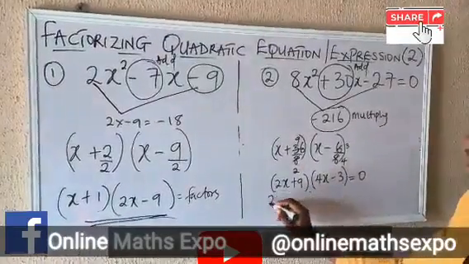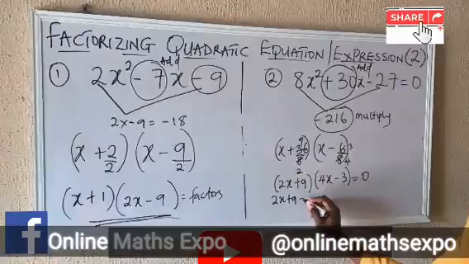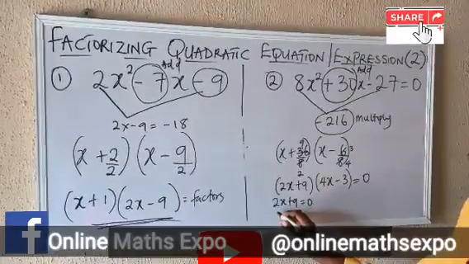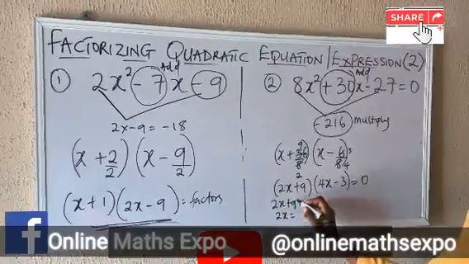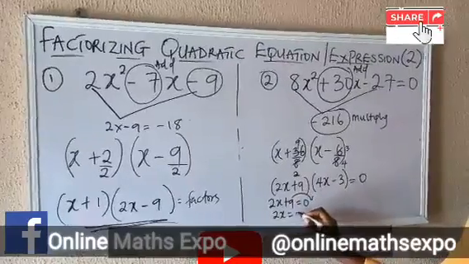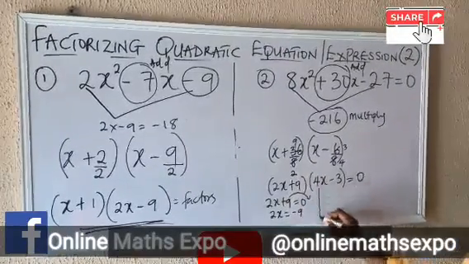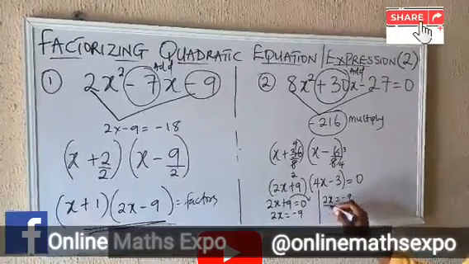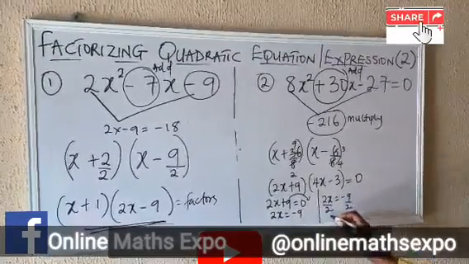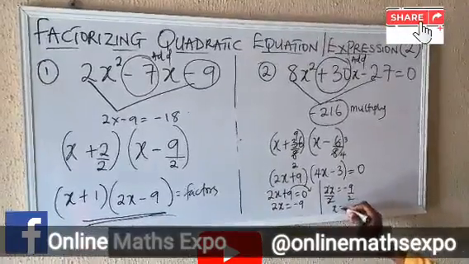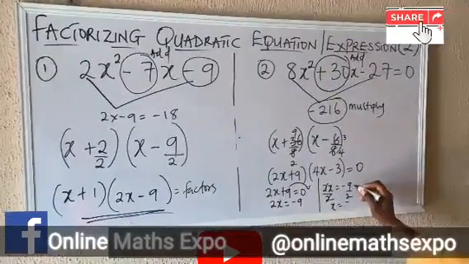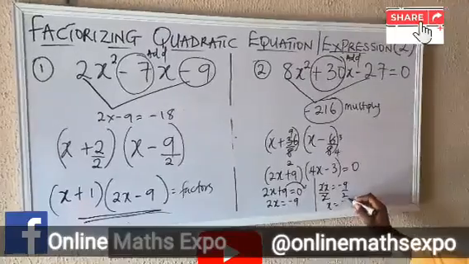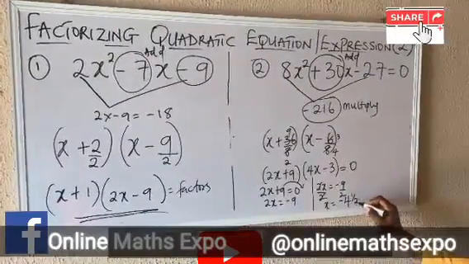I hope you are still there with us. So we're going to have 2x plus 9 is equal to 0. So that we have 2x is equal to, when this 9 crosses, it turns to minus 9. We now have 2x is equal to minus 9. Divide both sides by 2. So that our x will give us minus 9 over 2, which is minus 4 whole number, 1 over 2.